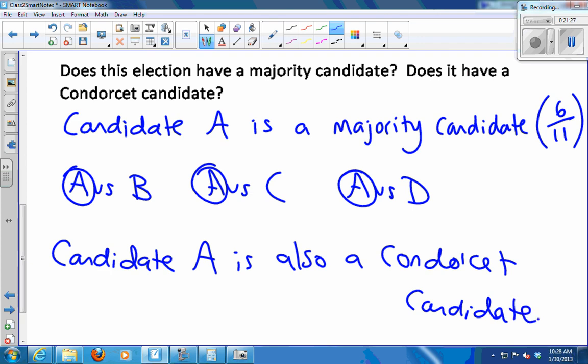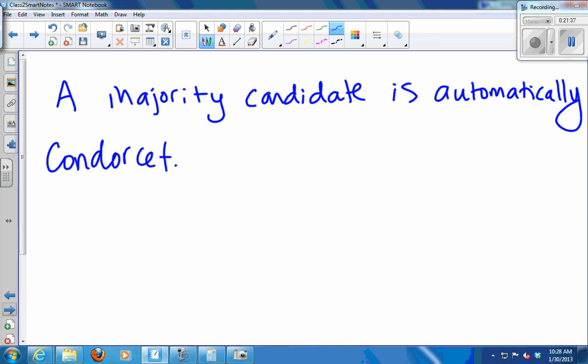So we see candidate A is a majority candidate. They got 6 of the 11 votes. Candidate A is undefeated in head-to-head matchups, which makes them a Condorcet candidate. And it turns out that you can't be a majority candidate without being Condorcet. If you're the majority candidate, you are automatically a Condorcet candidate. No one can beat you in a head-to-head matchup if you have a majority of the votes.